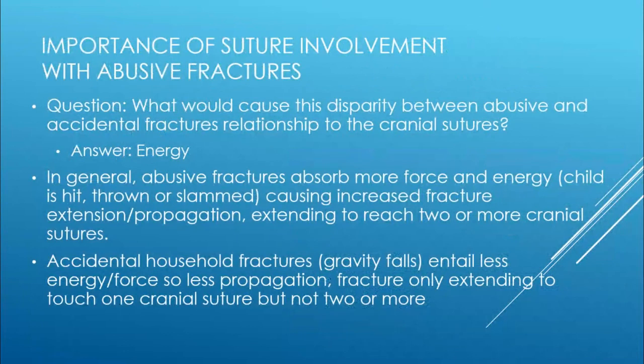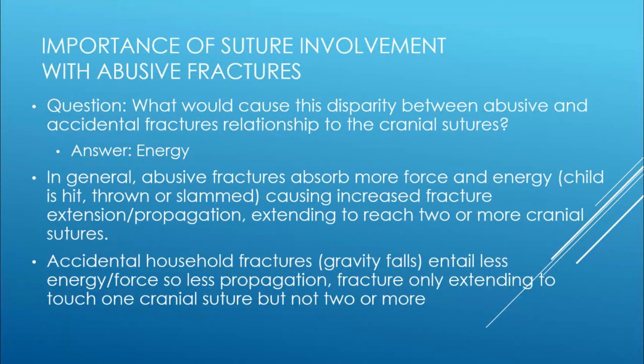So the obvious question would be, why did we find this statistical disparity between accidental and abusive etiology in these cases? And the primary answer we found is in the energy and the force of impact that comes behind accidental versus abusive trauma. In general, abusive fractures have much higher force of impact, whether it be hit, thrown, or slamming of the skull, that can cause increased fracture extension and propagation.